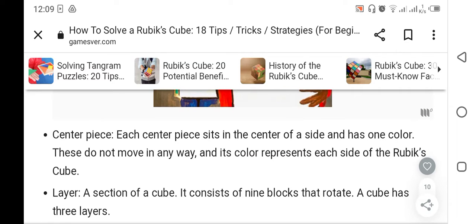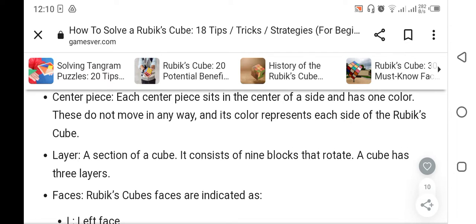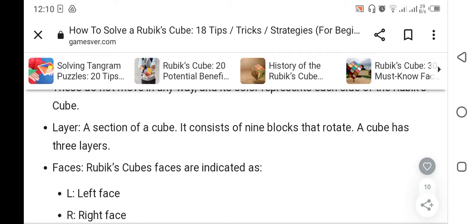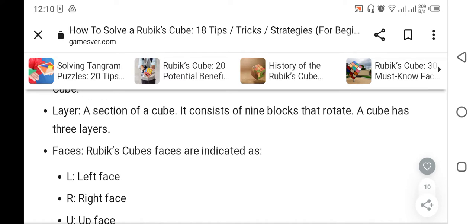The centerpiece. Each centerpiece sits in the center of the side and has one color. These do not move in any way, and its color represents each side of the Rubik's Cube. Layer: a section of a cube. It consists of 9 blocks that rotate. A cube has 3 layers.